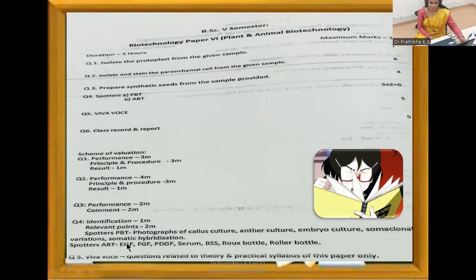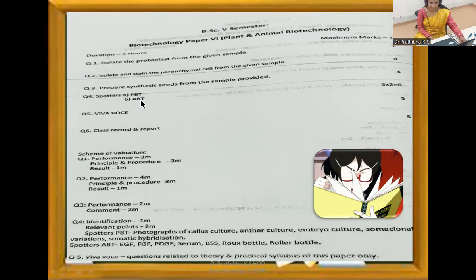Those are the spotters from plant biotechnology. And from ABT, spotters like EGF, FGF, PDGF, serum, BSS, Roux bottle, roller bottle. So these are some of the few listed spotters. From these listed spotters, any one will be kept here: from PBT, any one spotter, and from ABT, any one particular spotter.